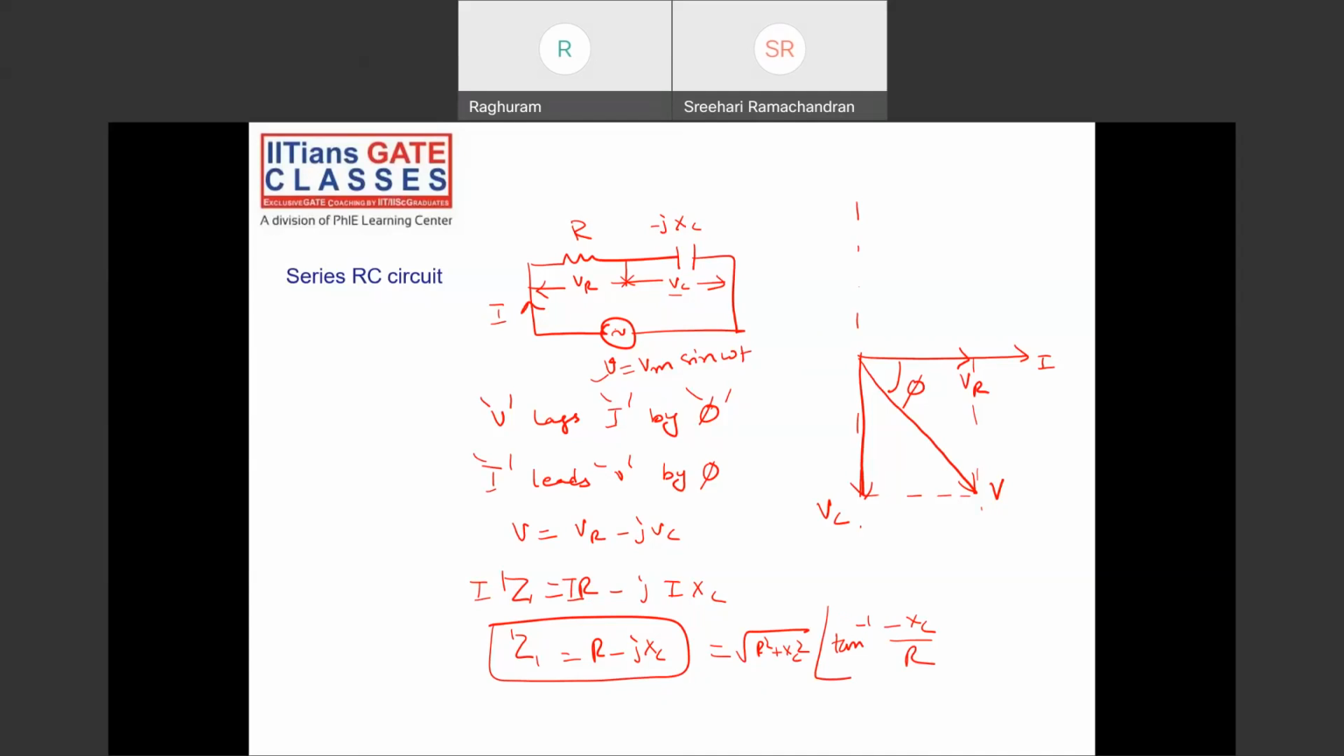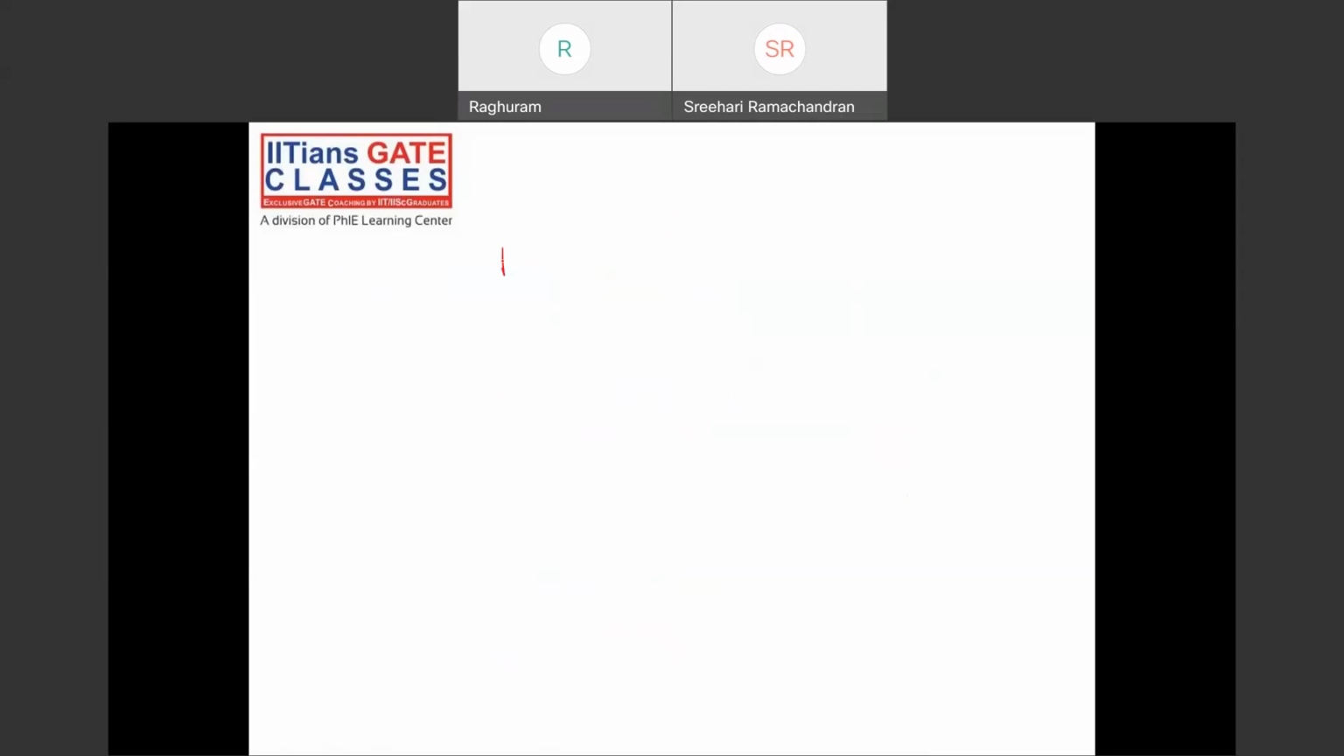Okay. See again, power factor is, as I told you, cosine of the angle between V and I, R by Z, active power by apparent power. We'll discuss it later. Cosine of angle between V and I. If voltage leads current, then this is called leading power factor. Sorry. Always take voltage as reference.